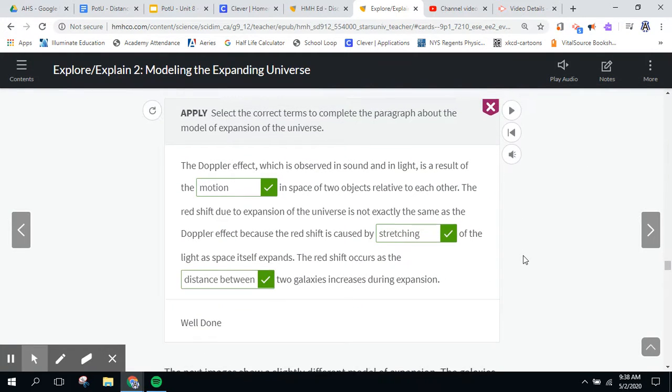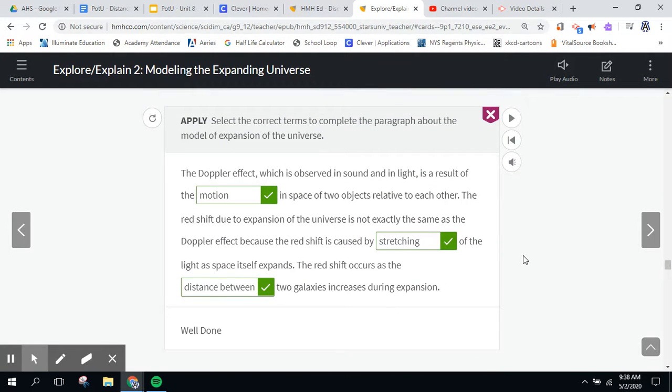All right, and then this is again how these are measured, this idea of the Doppler effect, where we've looked at it in sound and light. It's this idea of motion, right? Where if you have something going away from you, those sound waves are going to feel stretched out, or the light waves. And then that redshift we see is because the distance between them is increasing.